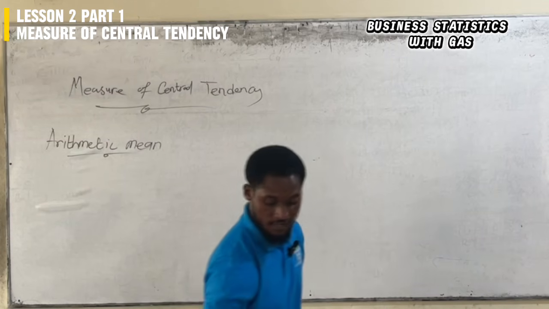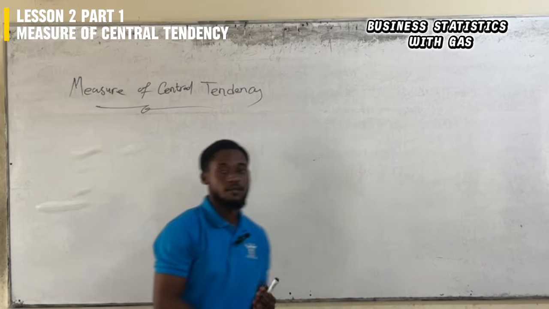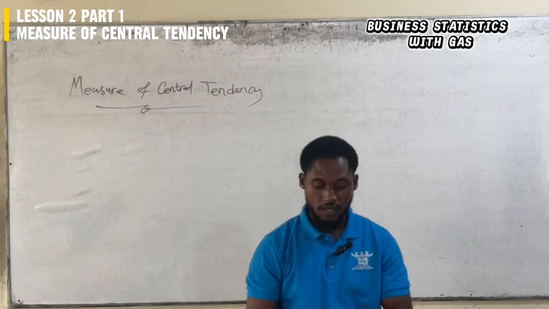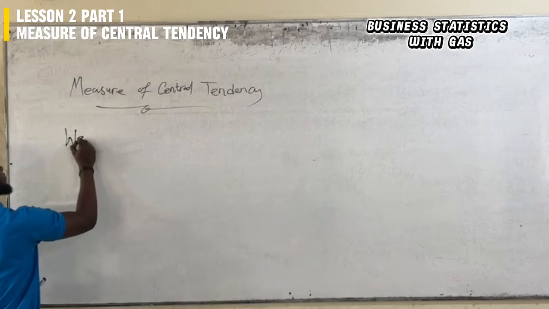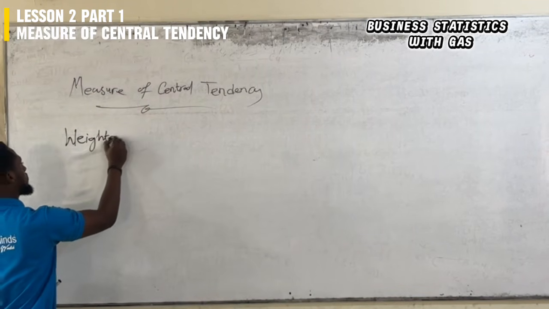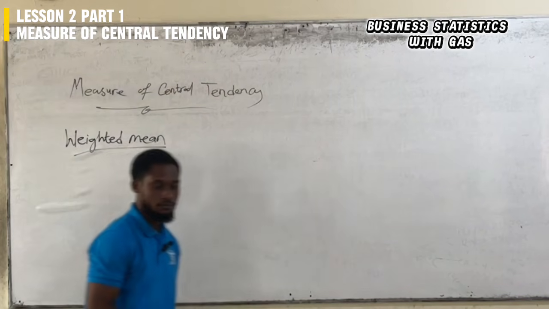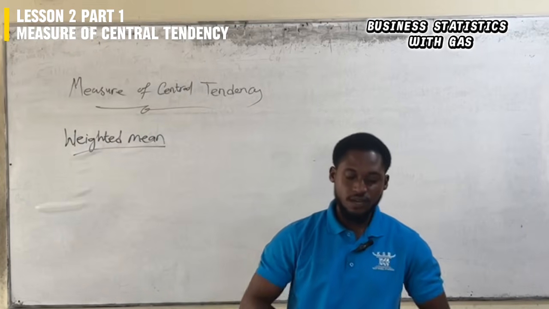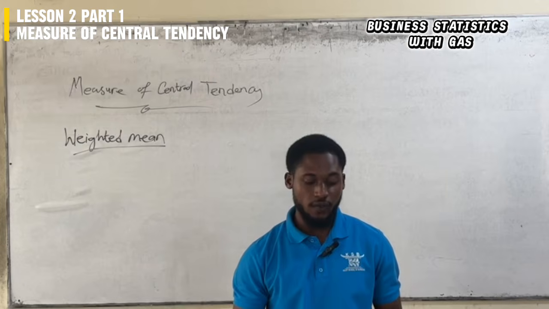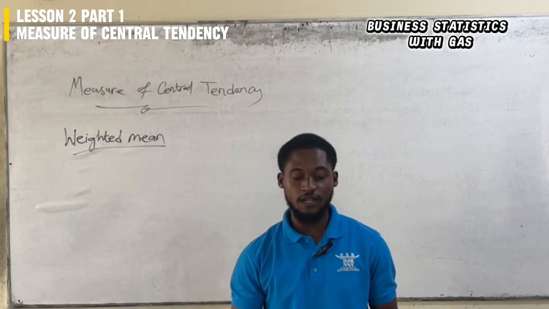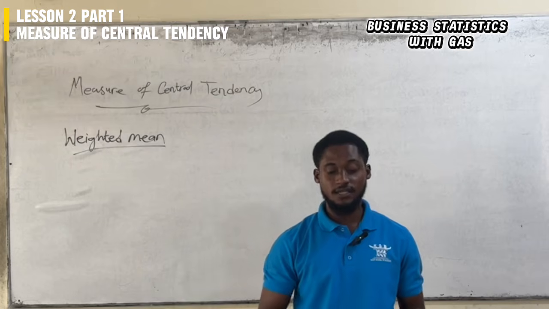So we move on to weighted mean. Now we are done with arithmetic mean. Under the arithmetic mean, we had the population and the sample mean. So the weighted mean is a special case of the arithmetic mean. It occurs when there are several observations of the same value, which might occur if the data have been grouped into a frequency distribution.